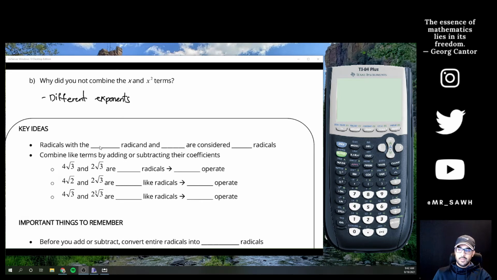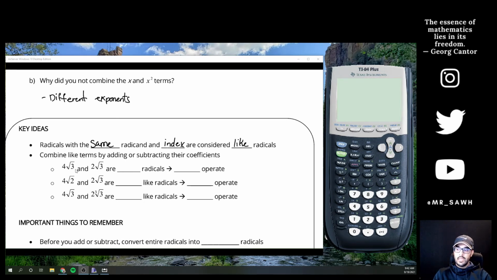So radicals with the same radicand and index are considered like radicals, just like we had like terms. The radicand again being the number on the inside, and the index being that little tiny number on the outside, telling you what kind of root it is. And you can combine those like terms by adding or subtracting their coefficients identically to polynomials. So there's a couple bullets here to give you a few examples.